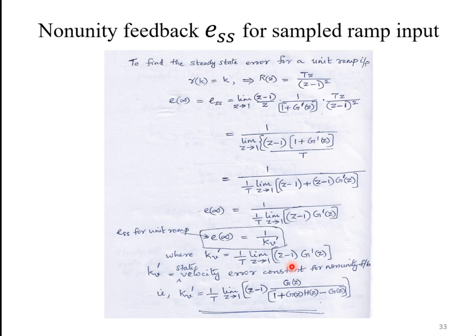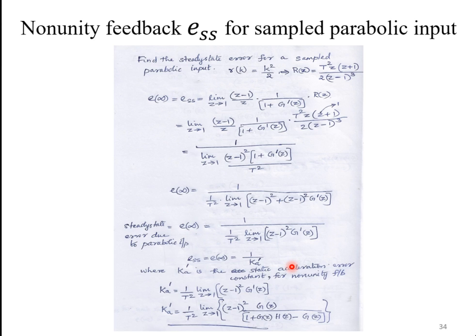And what will be the steady state error for a non-unity feedback system for a sampled parabolic input? For the parabolic input, we can find the steady state error. You know that usually it will be taken as r(k) equal to k squared by 2. The similar thing we have done for the unity feedback for finding the value of K. So here R(z) will be equal to what? It is T squared z(z plus 1) by 2(z minus 1) the whole cube. This we have already proved, and it is also in the Z transform pairs table that was given to you in the last module, where we have done the series also.